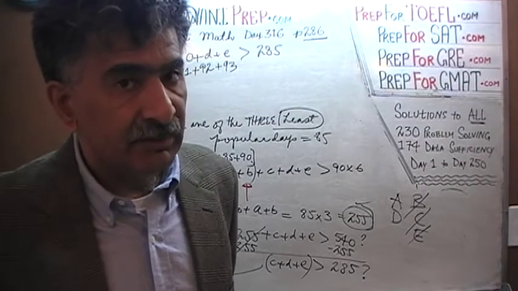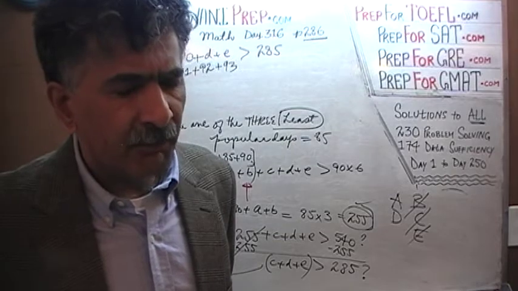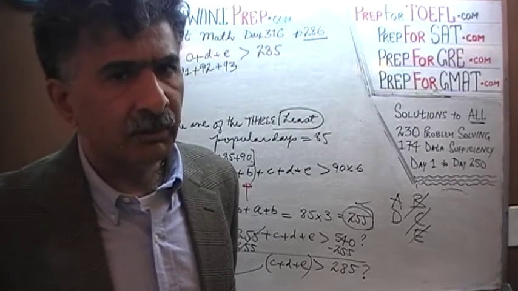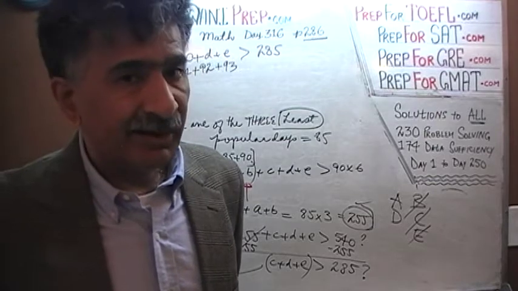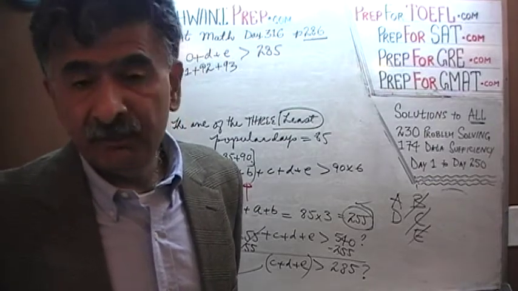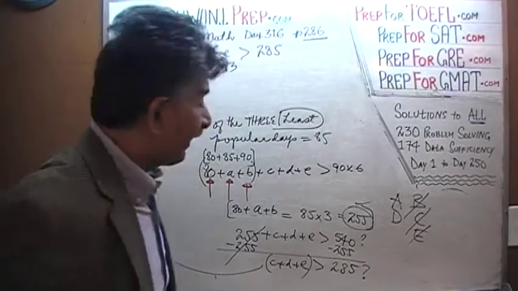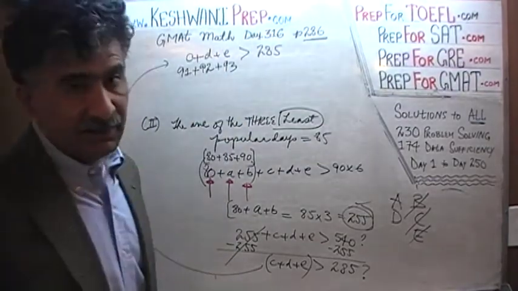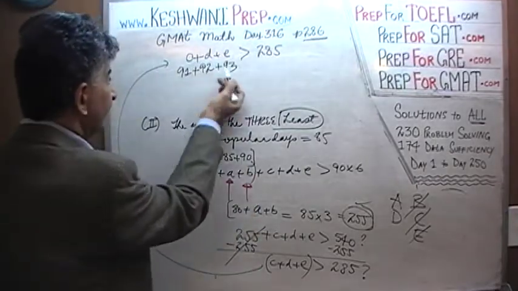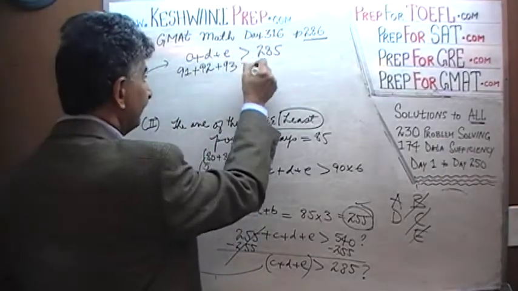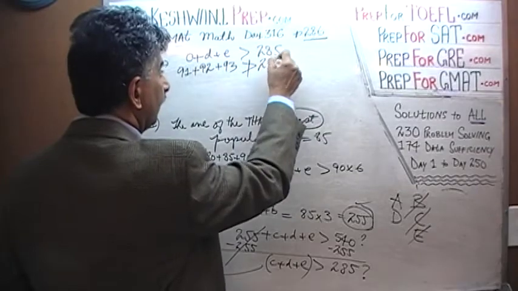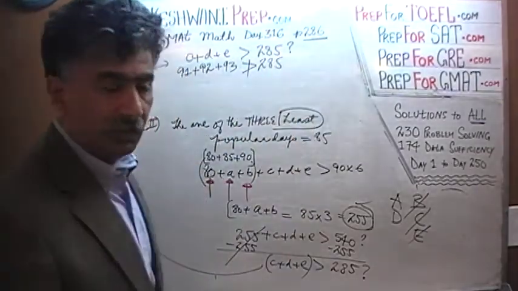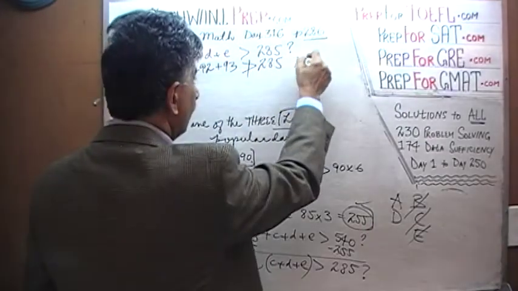It is quite possible, because the average of the three least popular days, we are told, is 85. Therefore, for the sake of simplicity, we just assume that they were 80, 85, and 90. Once we get to 90, the others simply have to be more than 90. So that's one possibility, in which case 91 plus 92 plus 93 is 270 plus 6, which is 276. 276 is not greater than 285. So that was the question we were asking. Is this true? Well, if this is the case, the answer is no.